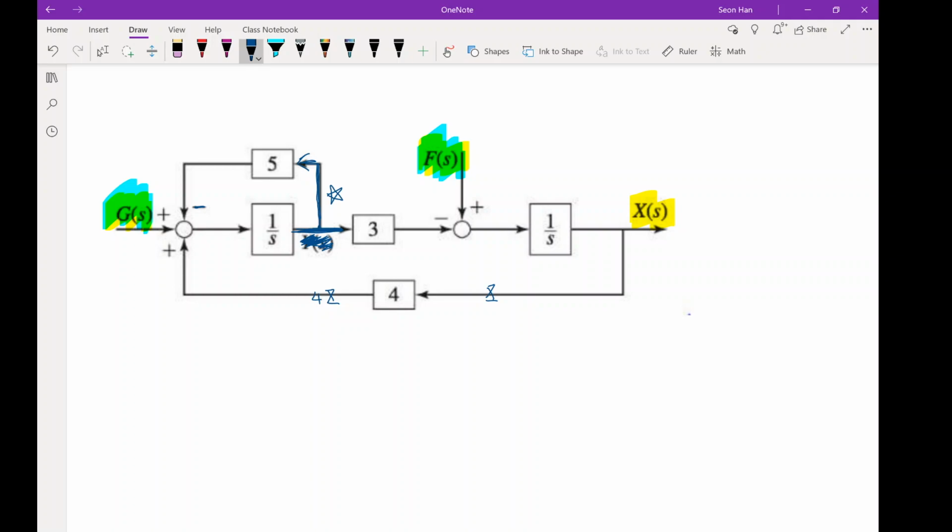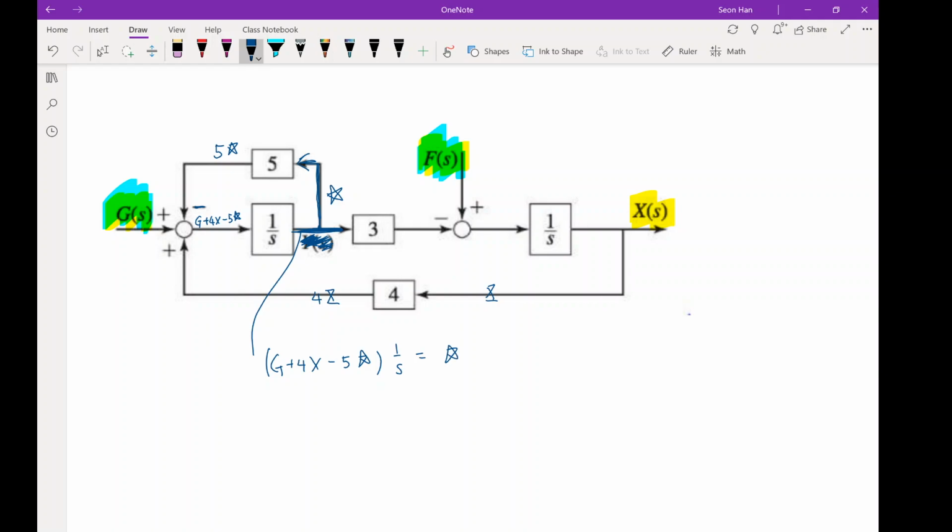You can use Y, but the reason I'm using star is so I can remember it's a temporary variable that needs to disappear. So this is 5 times star. And then finally, this is G plus 4x minus 5 times star. Continue. And this line right there, G plus 4x minus 5 star, times 1 over s, equals star again. So now we have an equation.